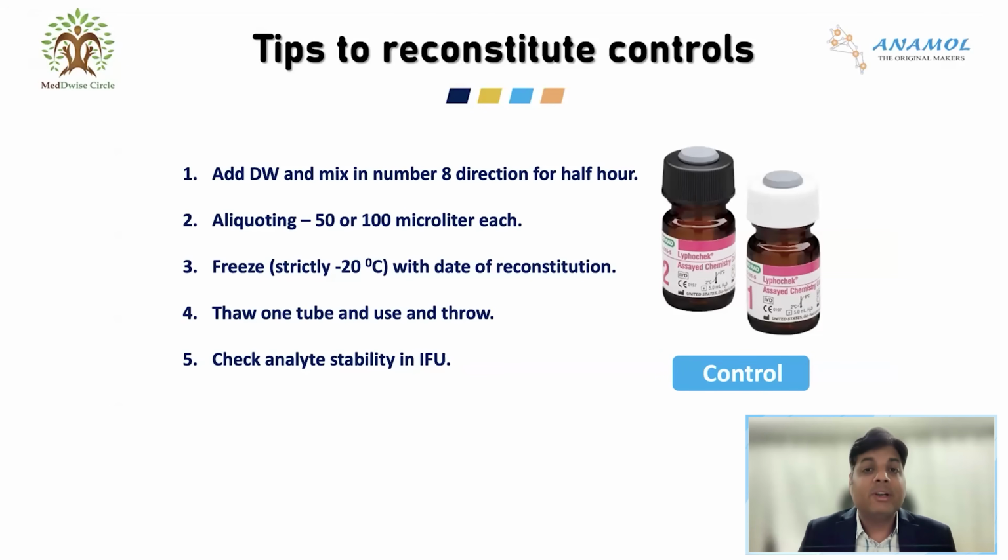So this activity of aliquoting is very, very important. Now, when I use this control in my day-to-day test and I get any value, I have to check whether that value is in the particular range or not by referring to the value chart of the particular lot number which I have now reconstituted. So this is the correct way of using the control.